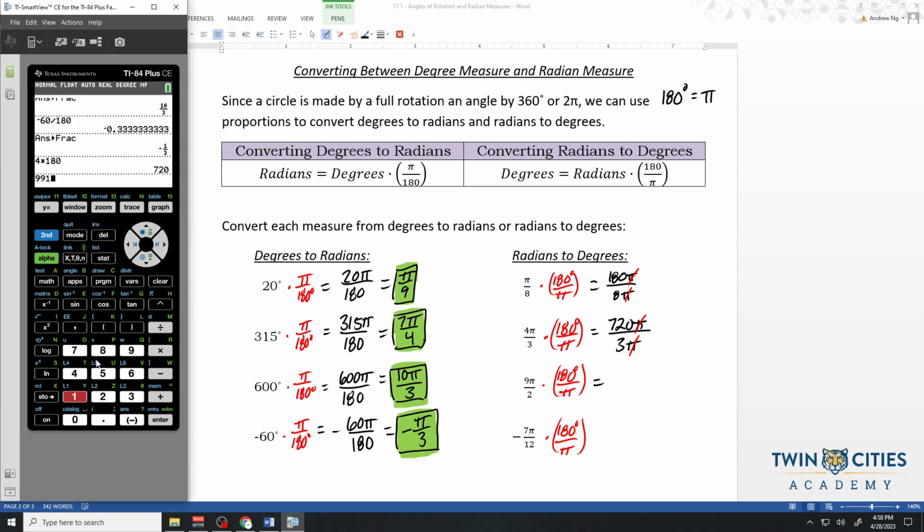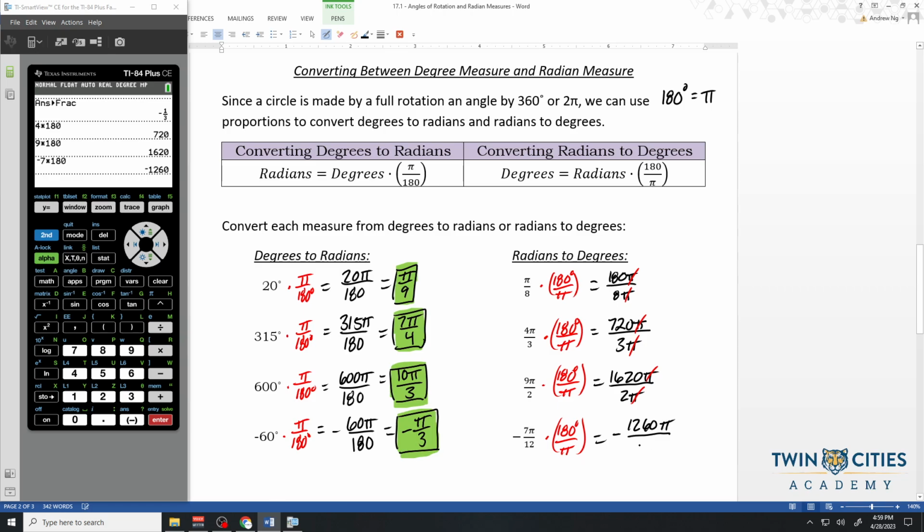9 times 180 is 1,620 pi over 2 pi. And pi's will divide out. And negative 7 times 180 is negative 1,260 pi over 12 pi. And pi's will divide out.